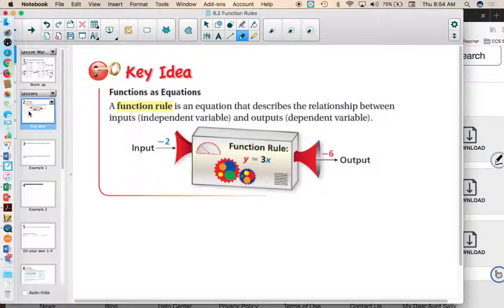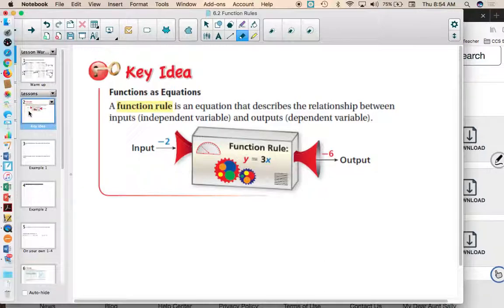Their function tables, their function machines are a lot cooler than my function machine. But basically, it's the same thing. The rule in this case was y equals 3x. If I put in a negative 2, and it goes in the machine and it does its thing, I get out a negative 6. Okay? And that will happen to whatever gets put in. It will always be applied to the 3 times x. X goes in, y comes out.